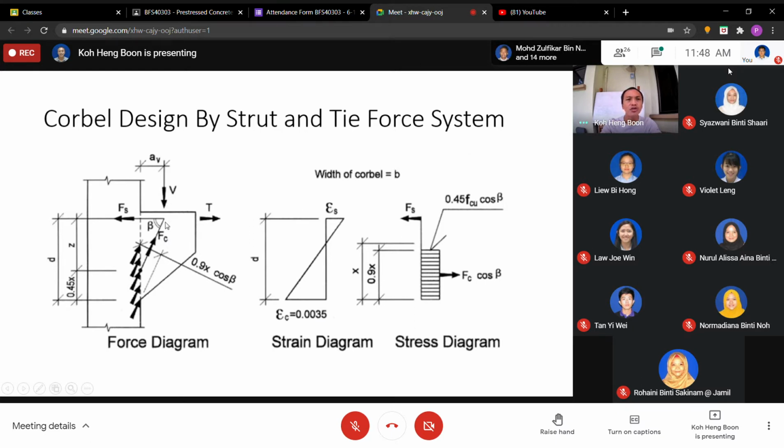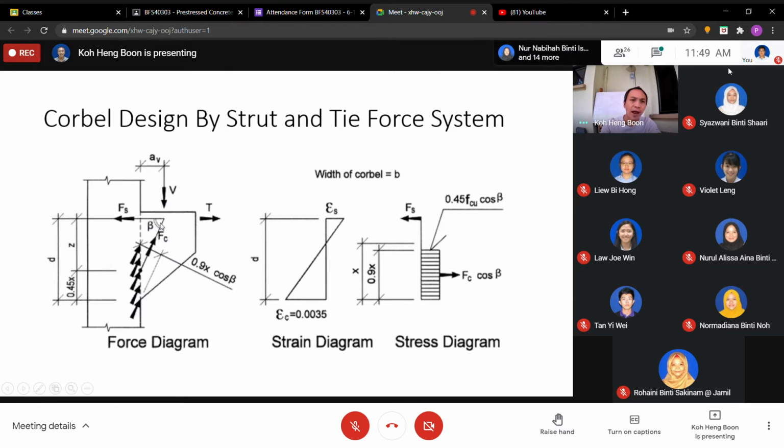So this on top will be under tension. Fs is a tension force, and then the bottom parts here will be under compression. However, the force is not vertical. It is in the diagonal to form like a triangle. So this is in diagonal here. These are in compression.